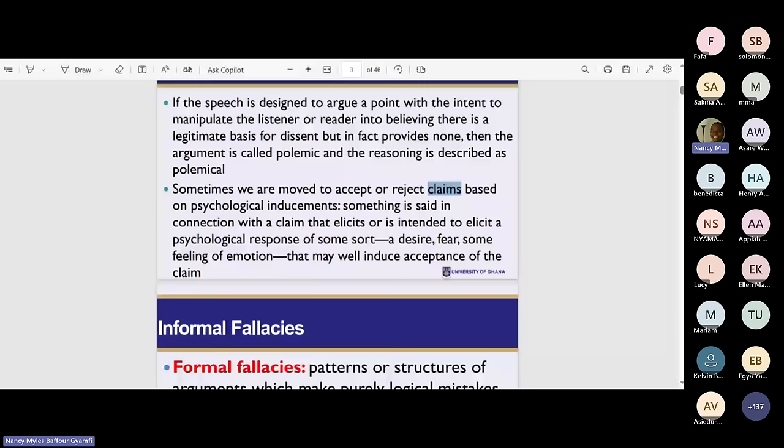So take note of the two: psychological inducement, to induce you to support, to accent to something. Then the other one is to manipulate you to dissent, to disagree with it, or to run away from it. When we see the appeal to force and stuff like that, imagine I told you, look, finish typing this document before 12 noon today, otherwise consider yourself fired.